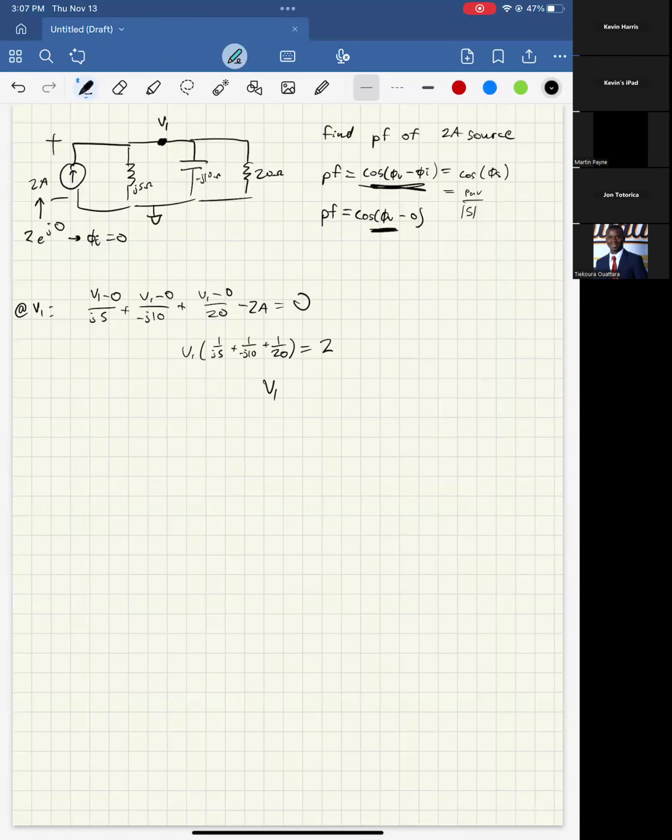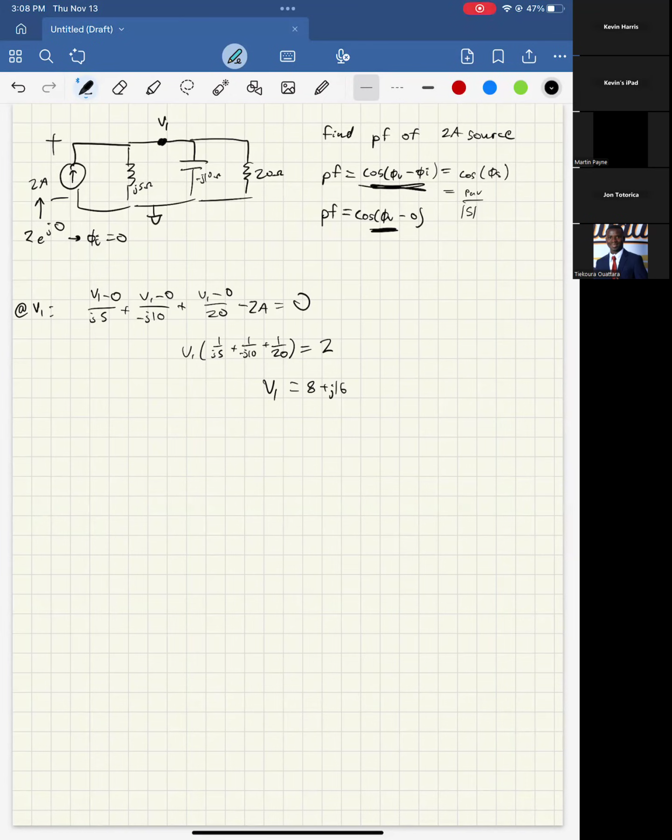Then you can just divide 2 by that whole expression, which I will do for you right now. If I do 2 divided by, in fraction form, 1 over 5i in my calculator plus 1 over negative j10 plus 1 over 20, we get V1 equals 8 plus j16. Which is a pretty nice number. That tells me that I probably did it right. Is that too good to be true? No, that feels right.